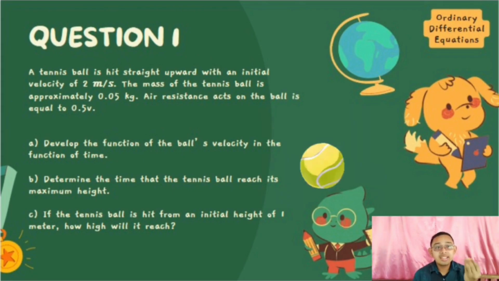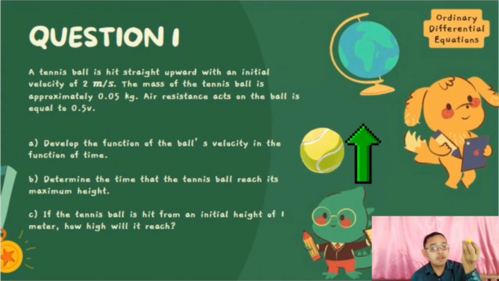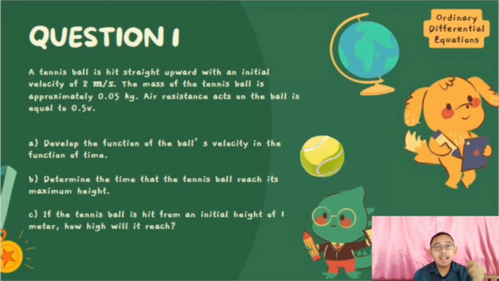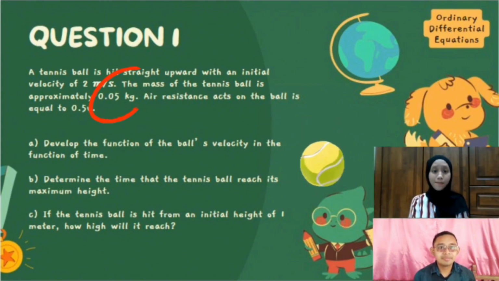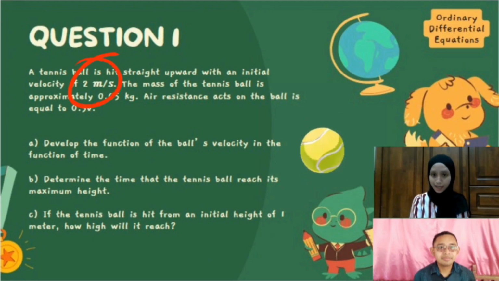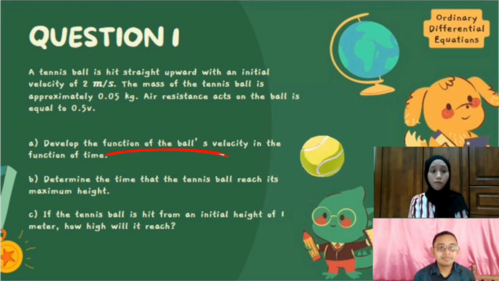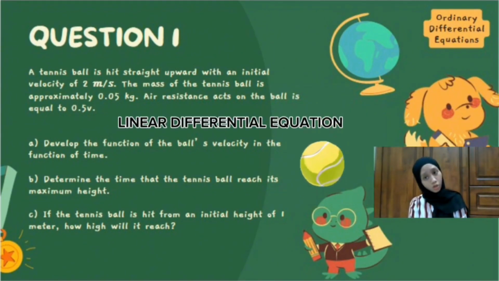Today we will analyze a tennis ball hitting straight upward considering air resistance and gravity. So we will solve 3 parts. Let's begin. Amirul, if the mass of a tennis ball is 0.05 kg and the initial velocity is 2 meters per second, what is the function of ball velocity as a function of time? Can we use a linear differential equation to solve it?